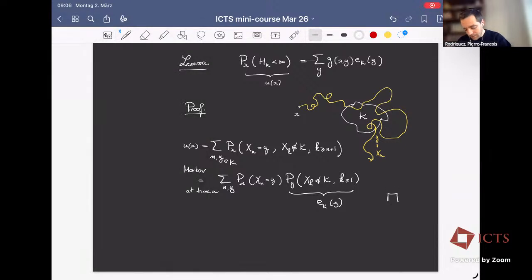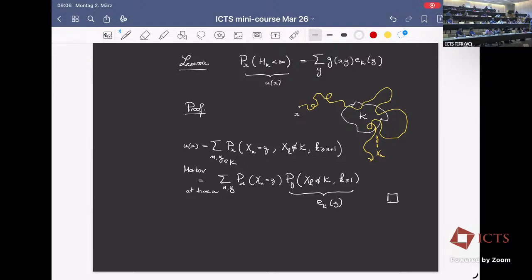Okay, so since Trish told me to be pedagogical, I'm going to pause now. If you have any question, let me know. Okay, so this is a statement of the consequence, if you like, of the Markov property for the random walk, and we're going to use this formula several times.